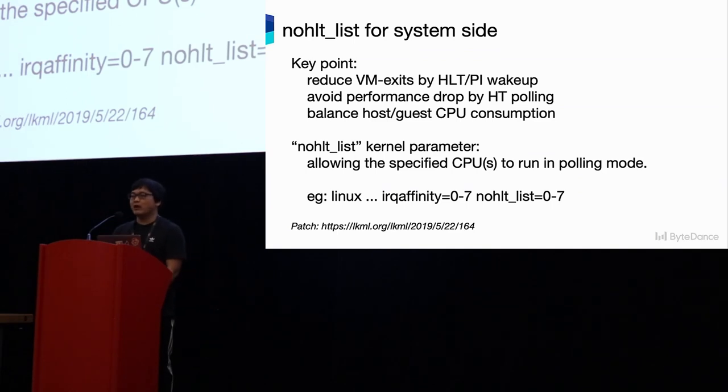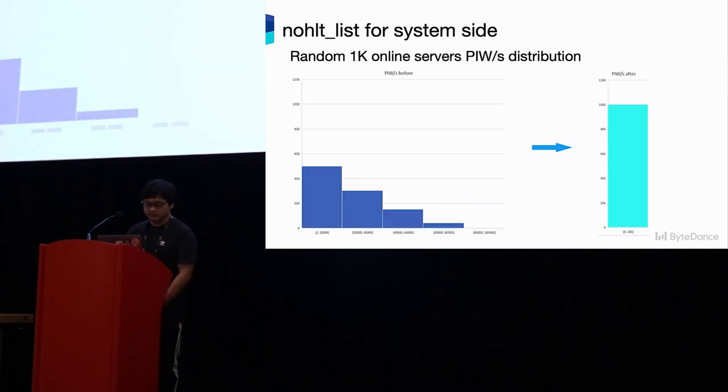So we developed a no-halt list. The no-halt list kernel parameter allows the specified CPUs to run in polling mode. We can configure the boot argument like this: IRQ affinity 0 to 7, no-halt list 0 to 7, then only vCPU 0 to 7 will run in poll mode.